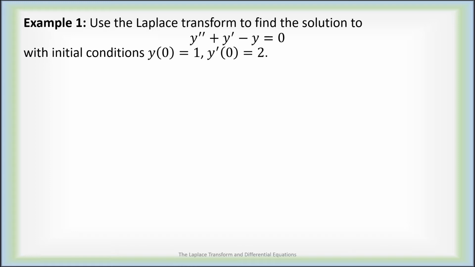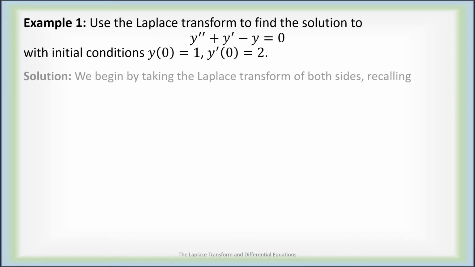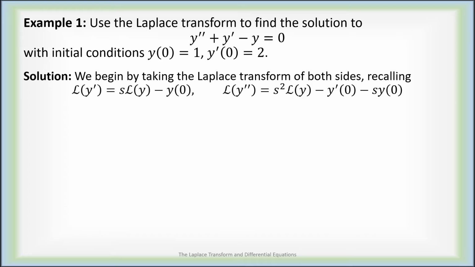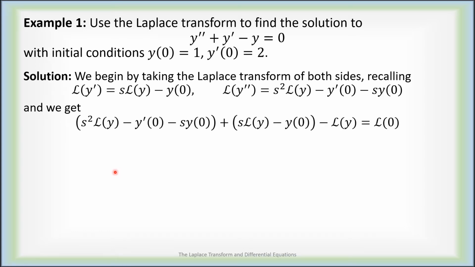So let's begin with an example. Use the Laplace transform to solve y double prime plus y prime minus y equals 0 with the initial conditions y of 0 equals 1, y prime of 0 equals 2. So first we take the Laplace transform of both sides, but remember, we know how to take the Laplace transform of a derivative and of a second derivative. We have formulas for that. So throwing the Laplace transform at both sides produces the Laplace transform of y double prime plus the Laplace transform of y prime minus the Laplace transform of y equals the Laplace transform of 0. We've simply taken the Laplace transform of everything here.